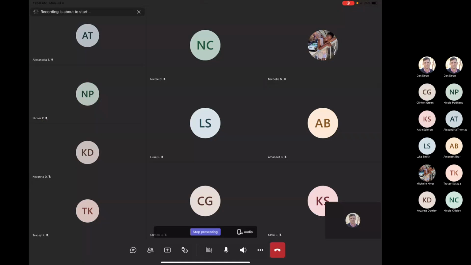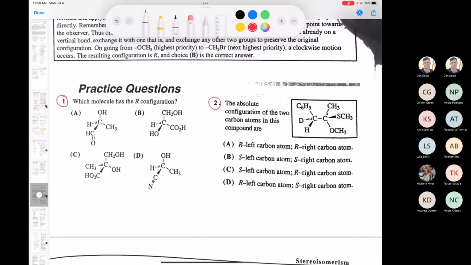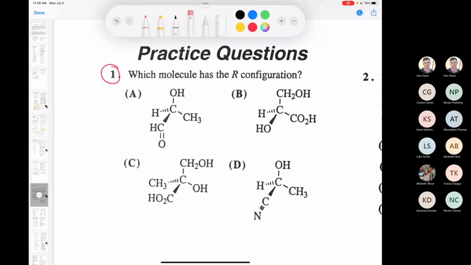Stereochemistry problems. They're kind of fun. It's a departure from reactions, you know, gets you thinking in a different way for a few minutes. Okay, so let's take a look at these two questions. We'll start with number one, and it just asks us which one of these molecules has an R configuration.